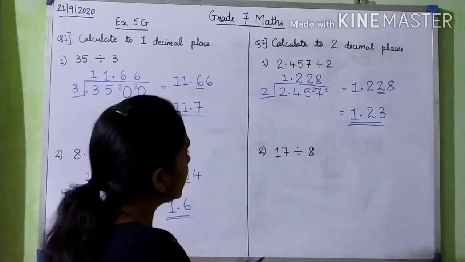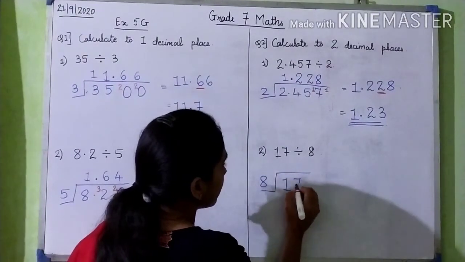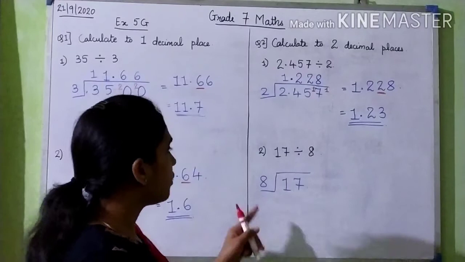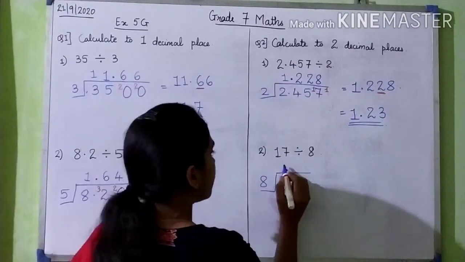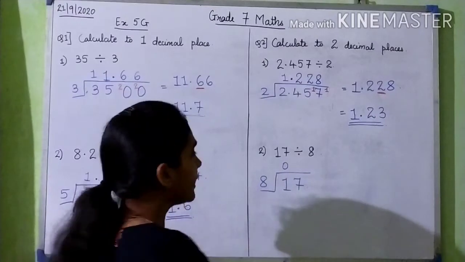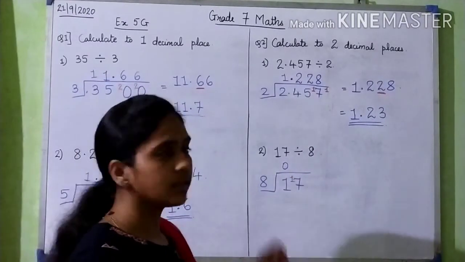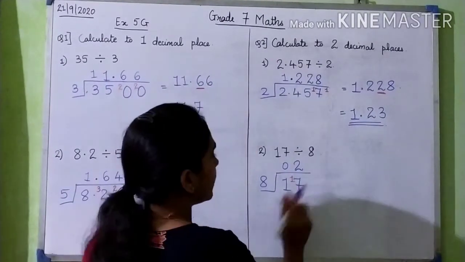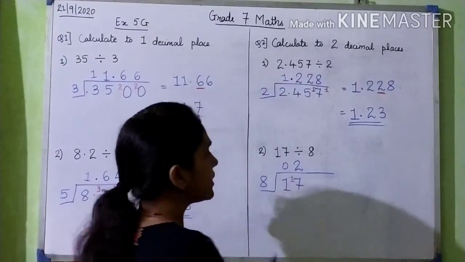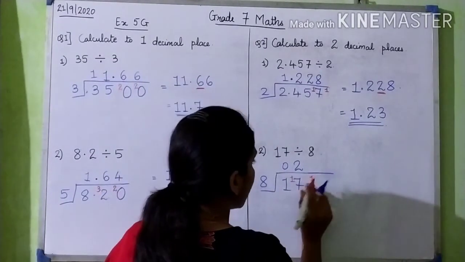Now the second one. The second one is 17 divided by 8. So I write 17 and 8. Now if we check the first number, it is lesser than 8. So I write zero, and then 1 is carried. Okay. Now 8 twos are 16. We know that 8 twos are 16. So I write 2. Now here the number is 17. 17 minus 16 is 1. So 1 will be carried to the next number.